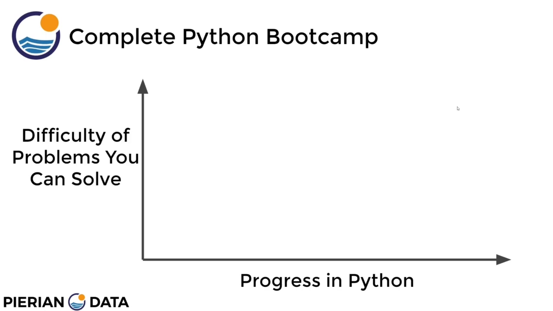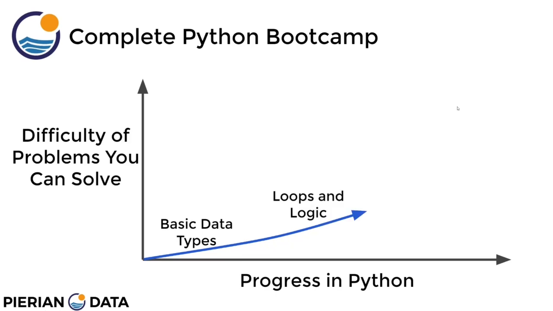Okay, so again, just to kind of visualize what I'm trying to say here, right now the difficulty of problems you can solve is pretty simple. And throughout the course, as we progressed in Python and learned things about basic data types, we were able to solve some simple problems, and then we learned about things like loops and logic, and we're progressing in Python, and the difficulty of problems we can solve kind of goes along linearly. However, once you learn about functions, you're going to see a steep incline in the difficulty of problems that you can theoretically solve with functions.